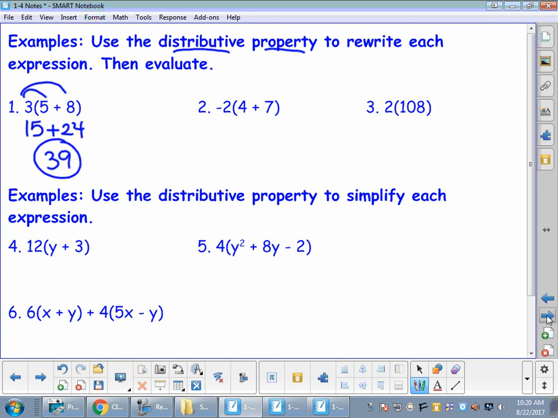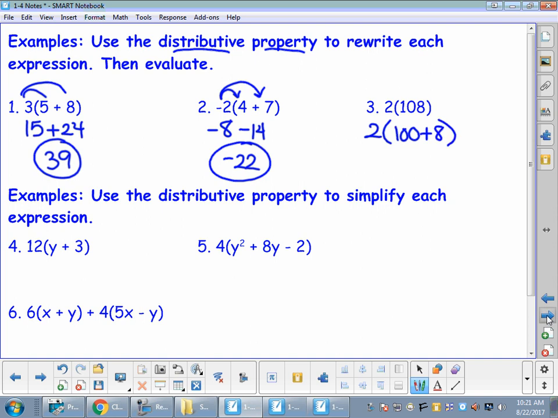For number 2, if I have a negative, I just distribute the negative as well. Negative 2 times 4 is negative 8. Negative 2 times a positive 7 is negative 14. Negative 8 and negative 14 make a negative 22. And then this 108, I'm actually going to make that 2 times. It's just 2 less. Actually, I can do 8 more than 100.